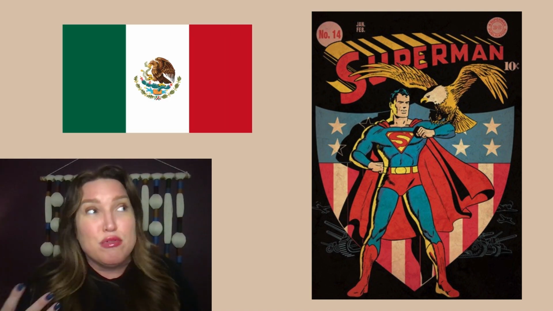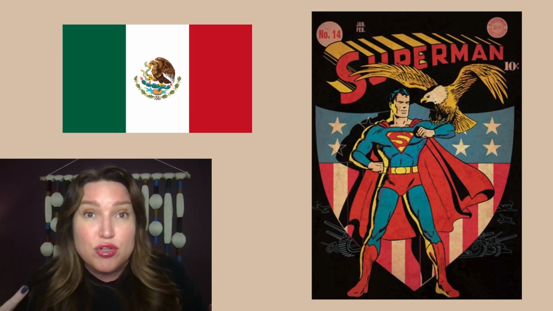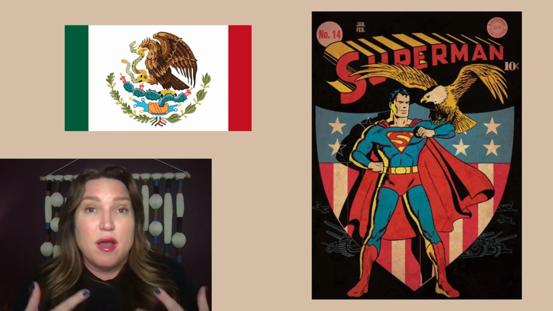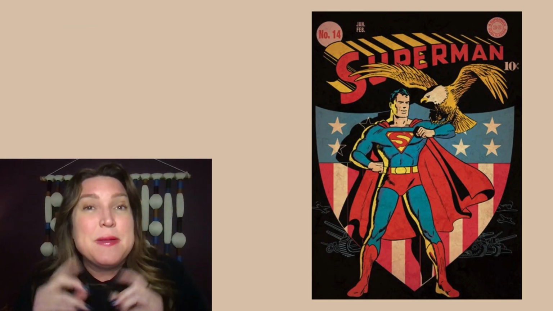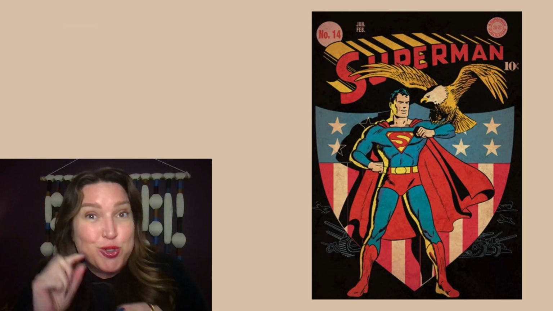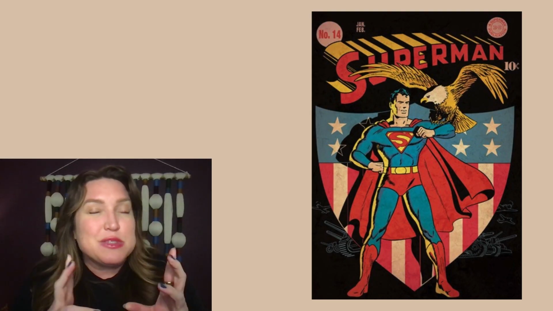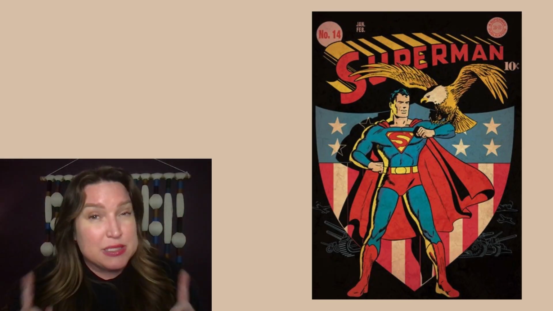The eagle might refer more to, for example, the Mexica origin story, or this eagle that you see on the cactus on the Mexican flag. So the point is that the symbolism of the eagle changes depending on the culture that you're in. So this is what I mean when I say that iconography or symbolism is culturally specific.